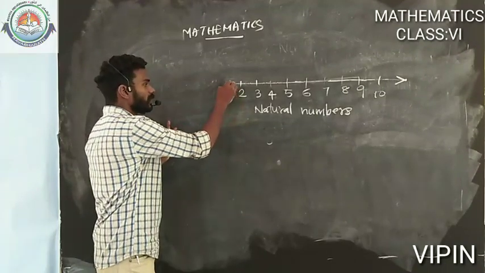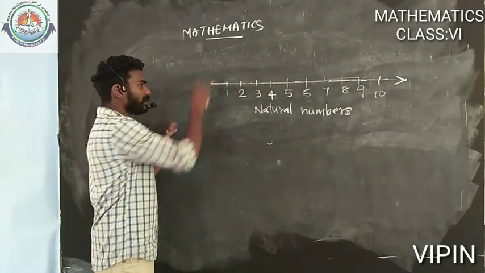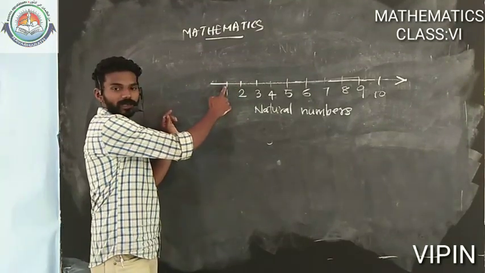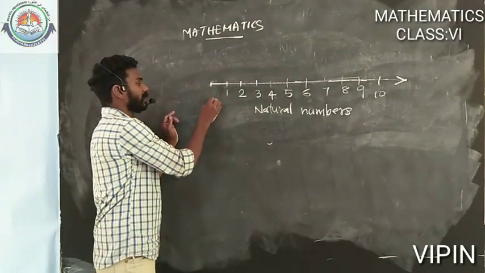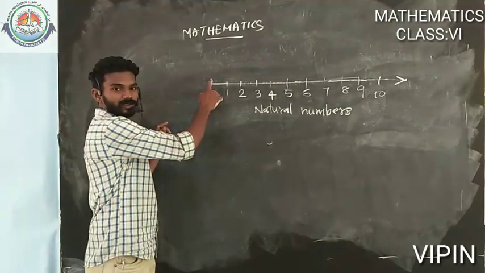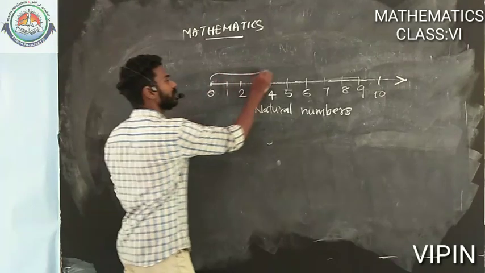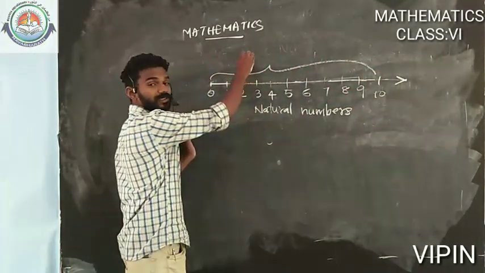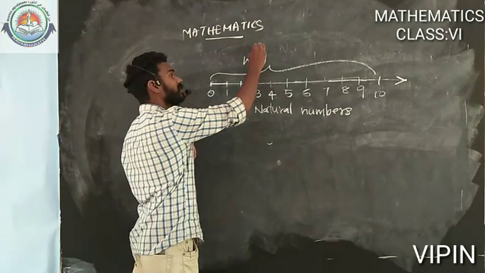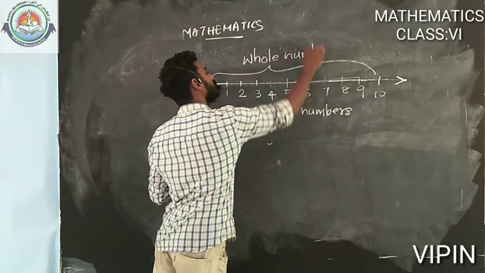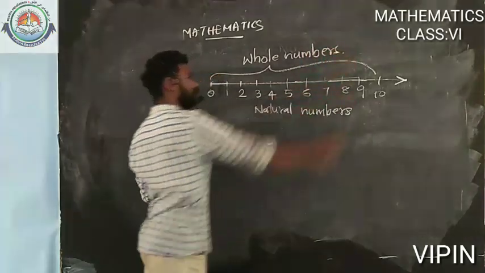So we can draw a 1 centimeter length towards left from 1, and this end can be marked as 0. And including this 0, if we consider the number line, then it would be representing which numbers? It would be representing whole numbers. So these are all about whole numbers.